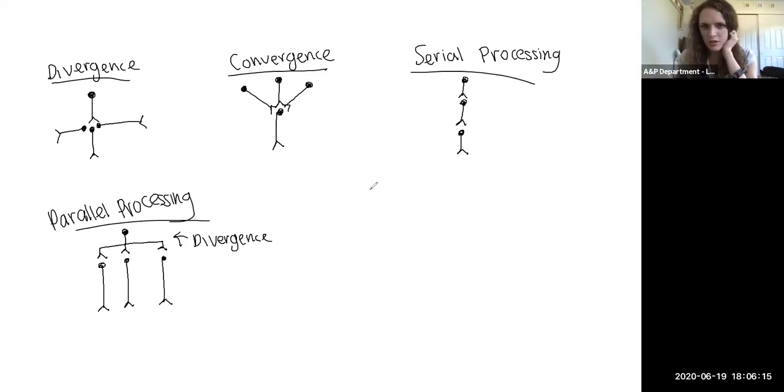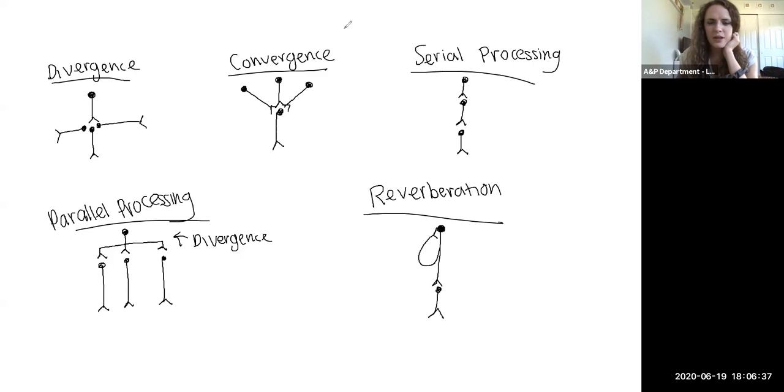Our last one is reverberation. Reverberation is when you have one neuron that has a branch that comes back to itself and a branch that goes down to another neuron. So your information is going to go from itself down to another neuron, but it's also going to go from itself back up to itself. It reverberates back to itself.